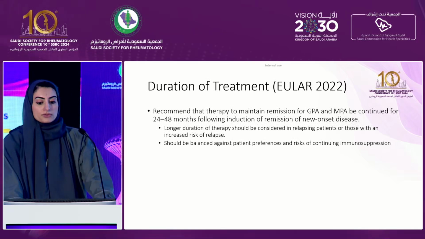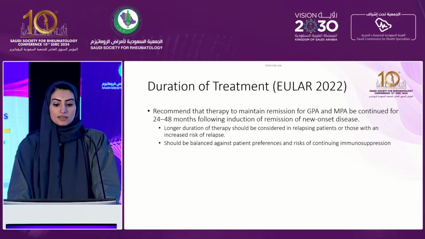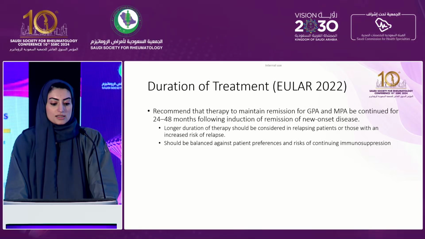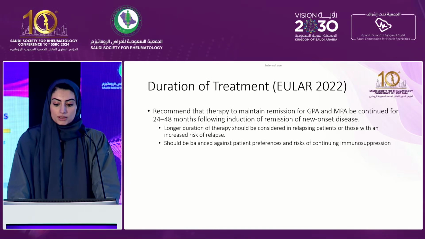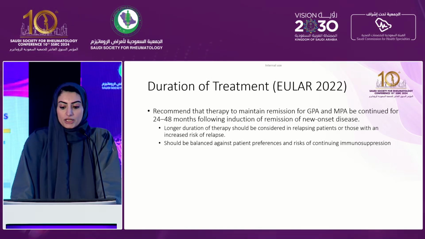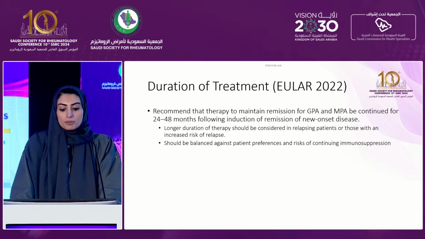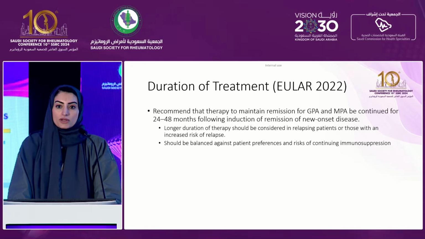Moving to the duration of treatment, the recent 2022 EULAR recommendations recommended that the therapy should be maintained for GPA and MPA for 2 to 4 years. And we should follow the patients for relapses. A longer duration of therapy should be considered if the patient is relapsing or has a higher risk of relapse.